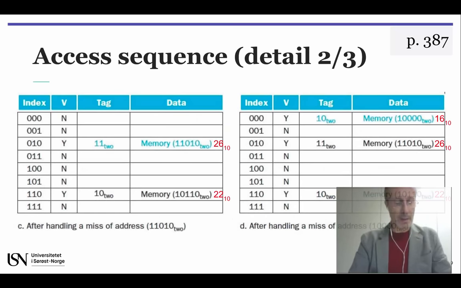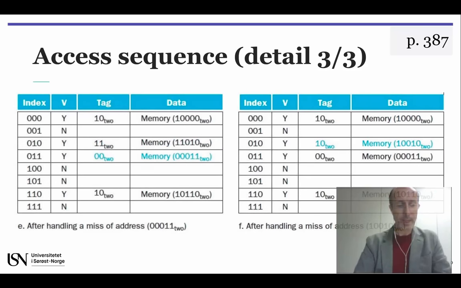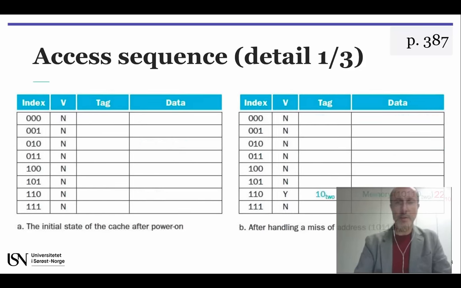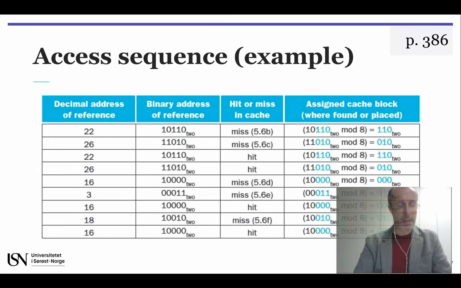The fifth cycle, however, is another miss, because the content of the main memory position with address 16 in decimal is not yet available in the cache. Make sure that you understand why the content of the cache will be as shown here after handling this miss event. Now, if you look again at the table shown in this slide number 7, you will see that the access cycle number 6 again leads to a miss, then a hit, then another miss, and finally another hit.